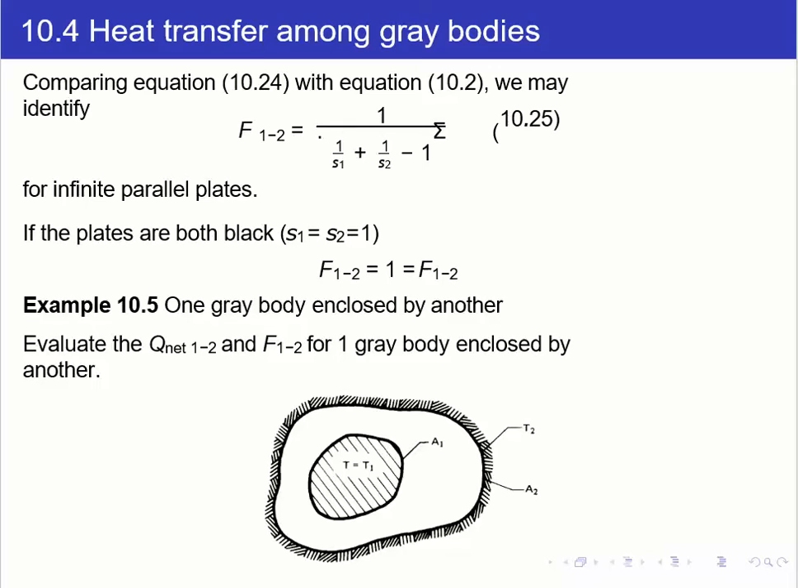For that, we have taken one example, one gray body enclosed by another. Evaluate the heat transfer from 1 to 2 and the viewing factor 1 to 2 for a gray body enclosed by another. As you can see in this figure, we have two bodies where one envelops or encloses the other body, where the temperature is T1 at the inner body with the boundary having area A1, and the outer envelope has temperature T2 and area A2.